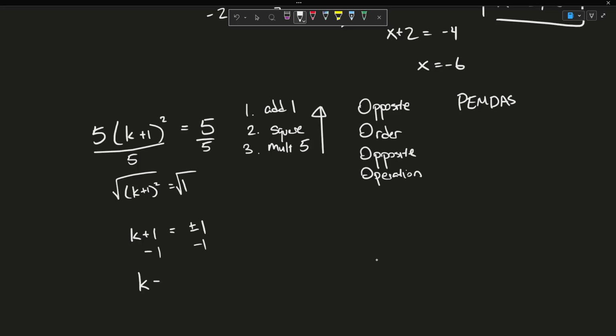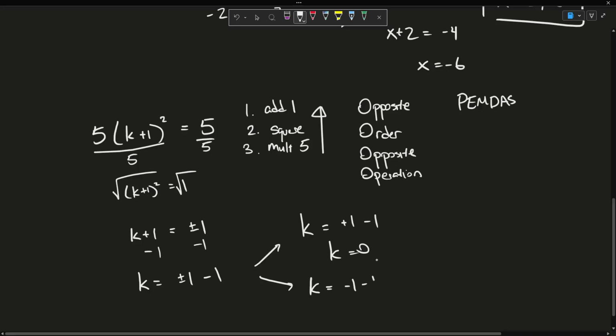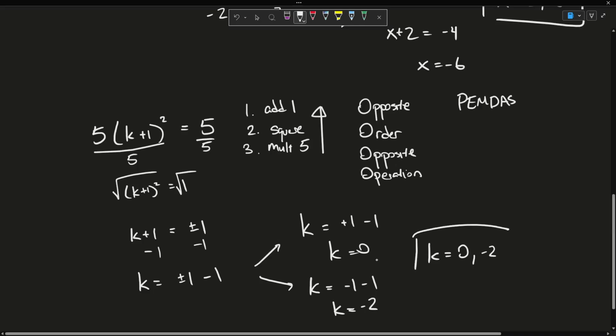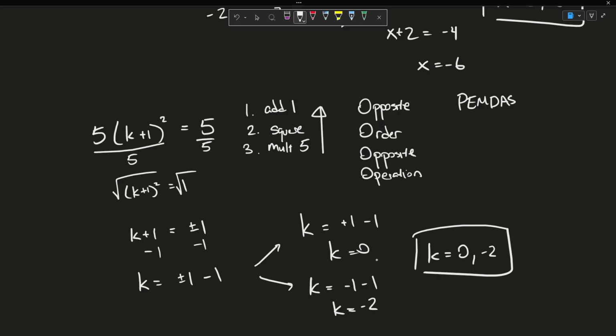Another way of writing it is k equals plus or minus 1 minus 1. And I split it from here. Equals positive 1 minus 1. So k equals 0. K equals negative 1 minus 1 to get k equals negative 2. K equals 0, negative 2. So opposite order, opposite operation.